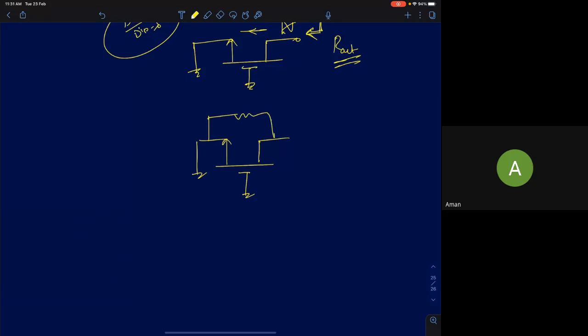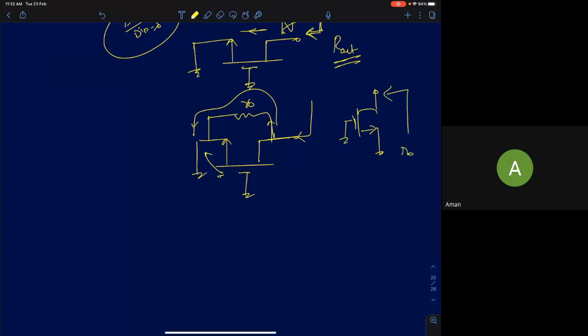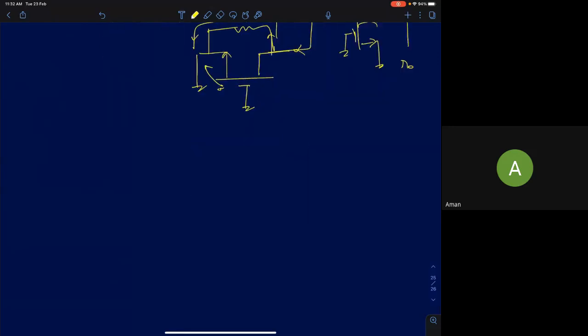Assume that R0 is finite, your lambda is finite, then your output resistance is R0 itself, because the VGS is 0, so there is no drain to source current. It's only because of R0. So you're looking into the drain terminal, source and gate are grounded, so it is R0 itself. That's it. So your output resistance can be R0 if you include R0, otherwise it is a really large number, it's very large. So this is the second result.